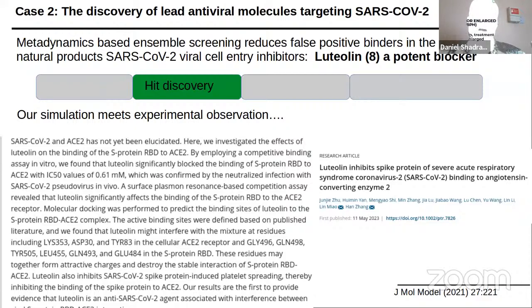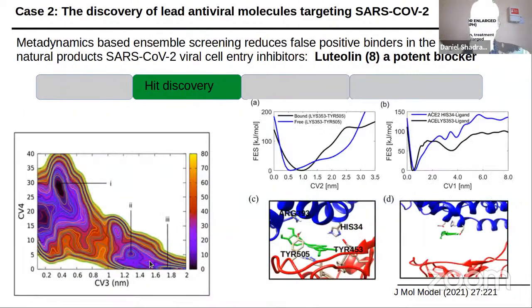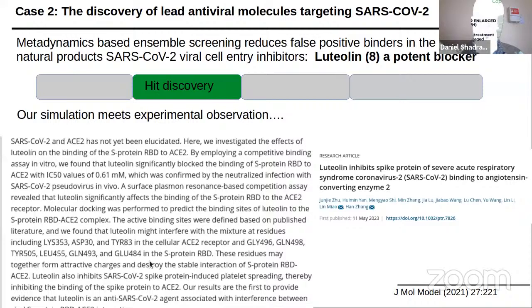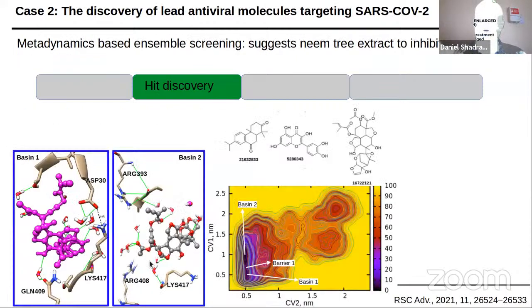So we say simulations met experiment. What they reported in the experiment is exactly what we observed. The active binding site was defined based on published literature, and we found the rutherglucose might interfere with a mixture of residues, which of course we reported here before. So this has been very encouraging. And then we moved on, saying that we needed to bring a lot of these molecules in as hit molecules, so we can have a wide range of selection.